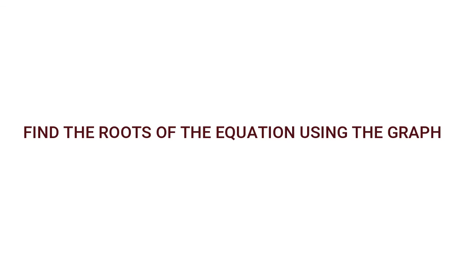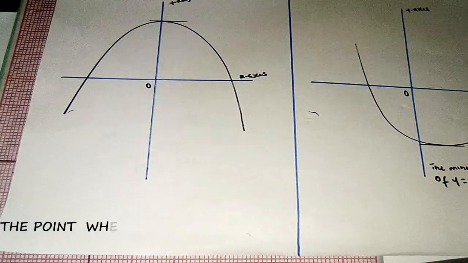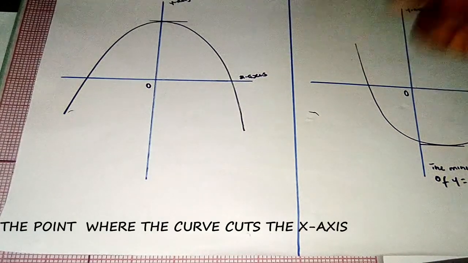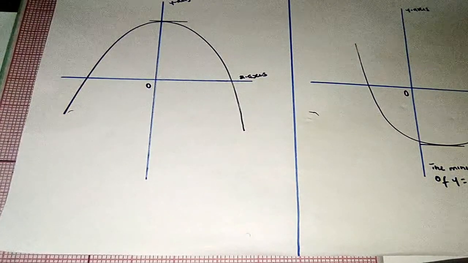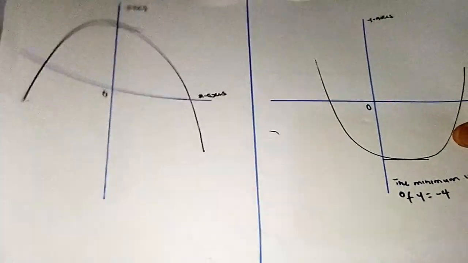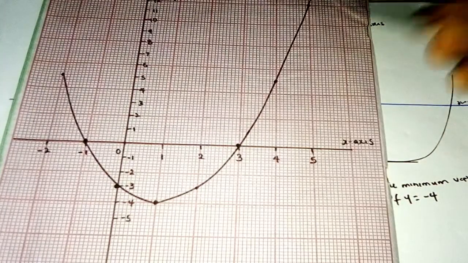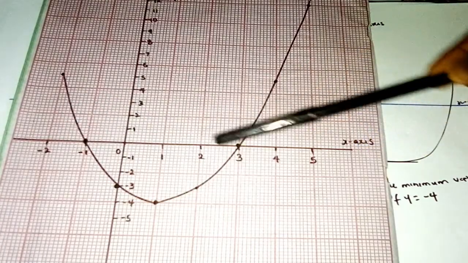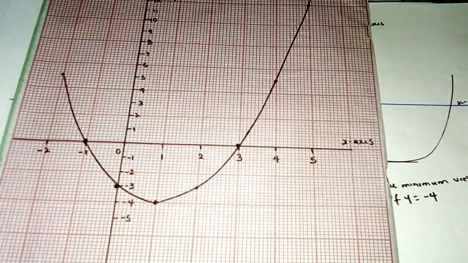Now what about roots of the graph? Sometimes they can ask you to find the roots of the equation using the graph. Basically, to find the roots of the equation, you have to notice the point where this curve cuts the x-axis. So the roots of the equation normally concern the x-axis only. For this graph we did here, how do you find the roots? The point where the curve cuts the x-axis is normally at 2 points. So the point where the curve cuts the x-axis is the root of the graph.